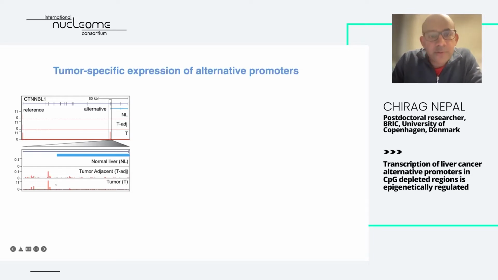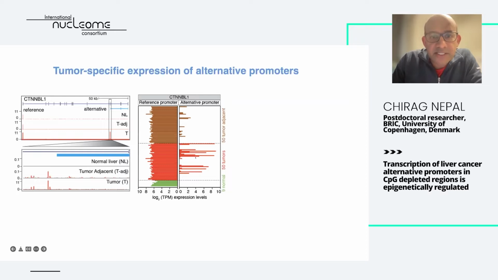And if we look at the individual patients for these genes, this is a reference promoter and alternative promoters in the 50 adjacent tumor, and the 9 normal liver samples. And what we see is that the reference promoter is used throughout in all patients, but the alternative promoter is expressed only in some patients, and then they are overexpressed in tumor compared to the adjacent tissue.